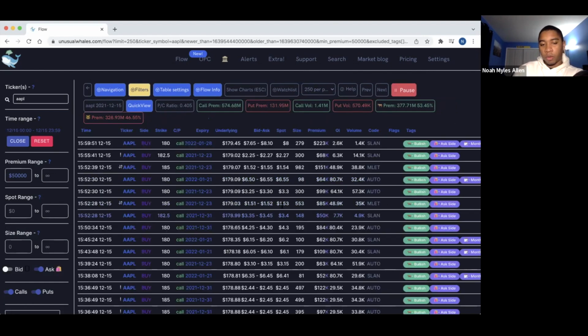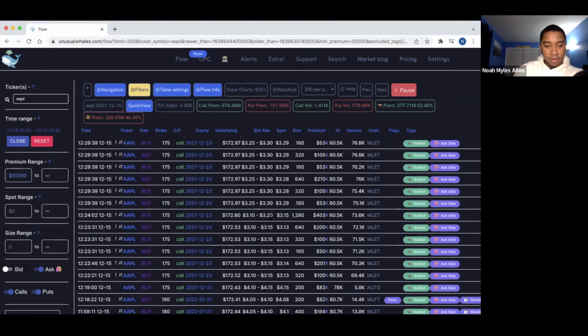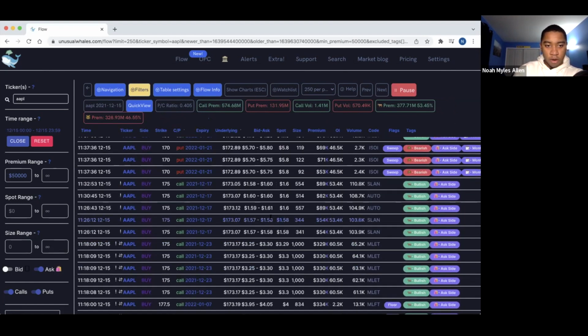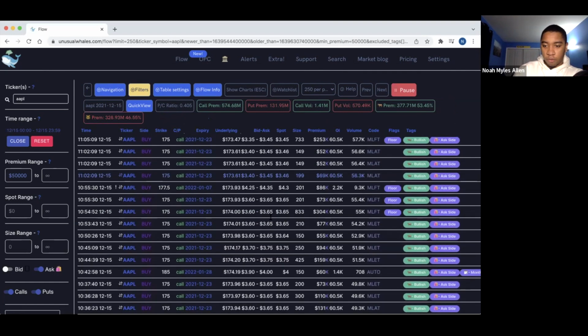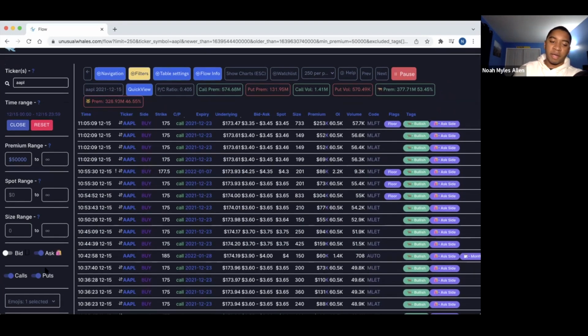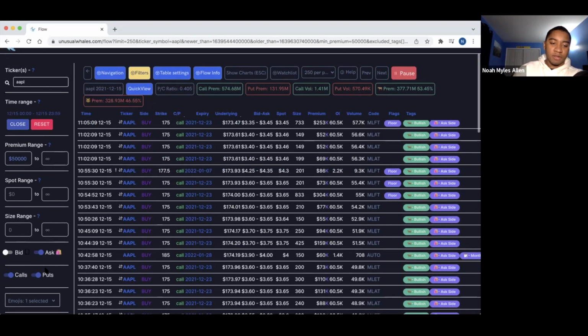And what I'm going to show you guys is that at that time, so I took the trade at 12:34. So in the time leading up to 12:34, right? So again, my settings, 50,000 minimum premium, ask only, because I only want those aggressive bets. I don't want bearish trades on the bid.